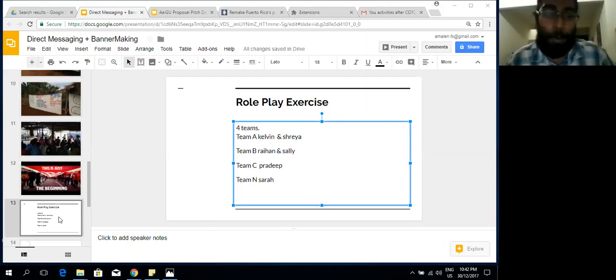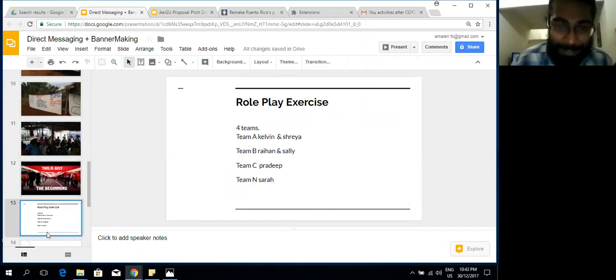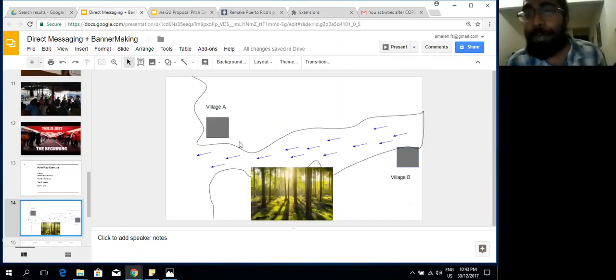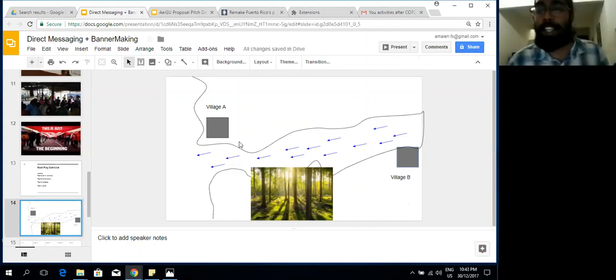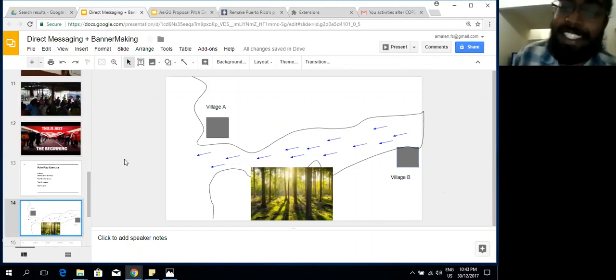All right. So what we're going to do is we're going to play a game. All right? There are four teams, and at the end, there's going to be a winning team. All right? So, let us begin. So this is a little role play exercise. There are four teams comprising of four people. Team A is Village A. Team B, Village B. Team C is an evil corporation. And Team N is the NGOs. Okay?